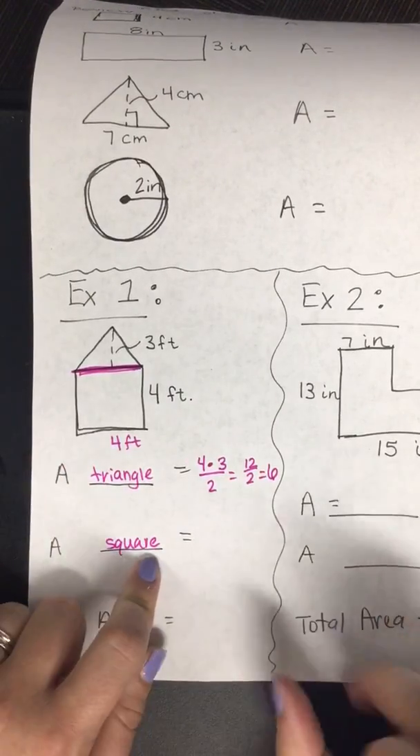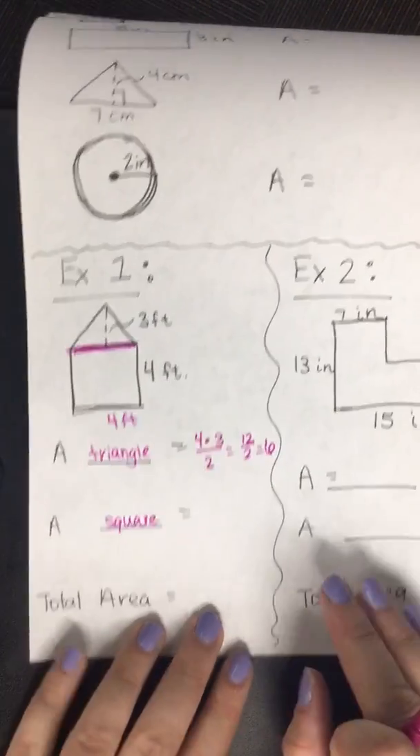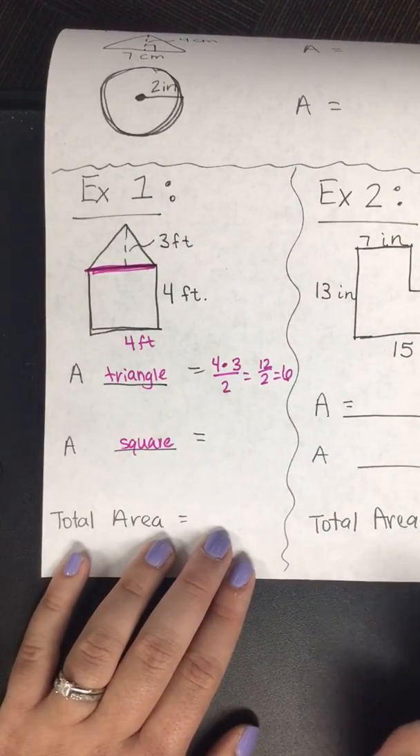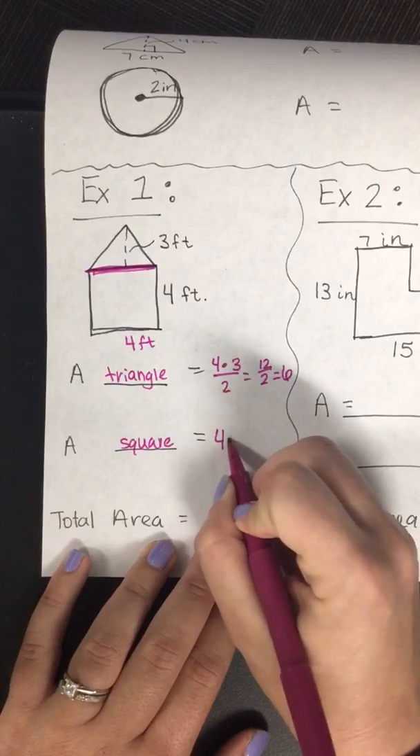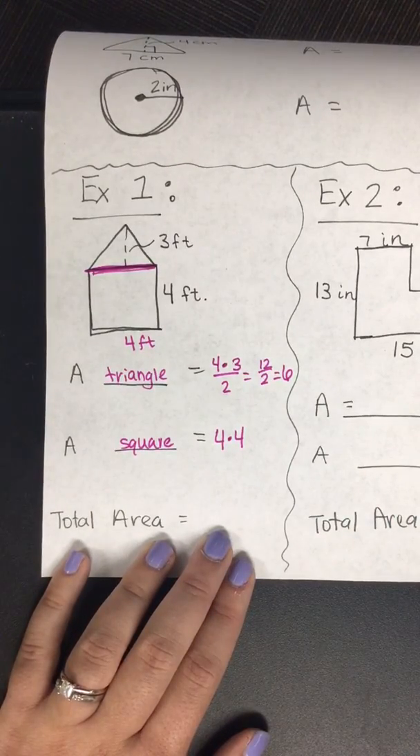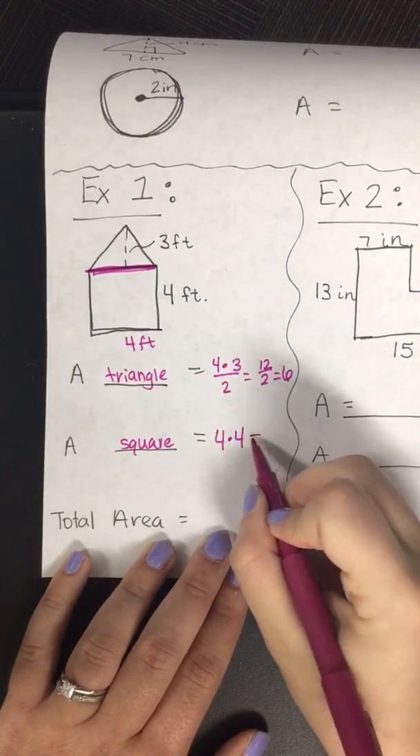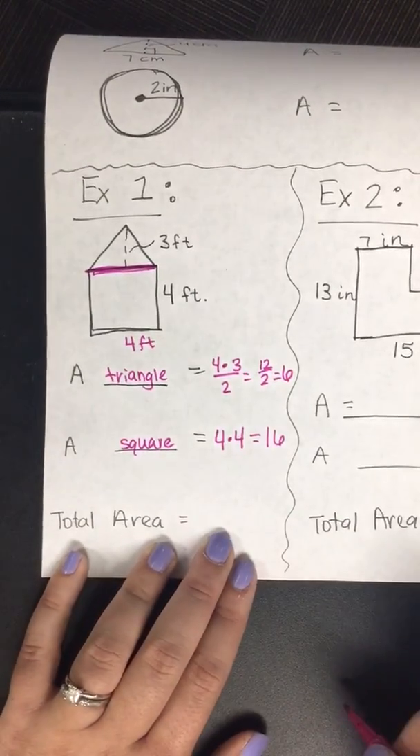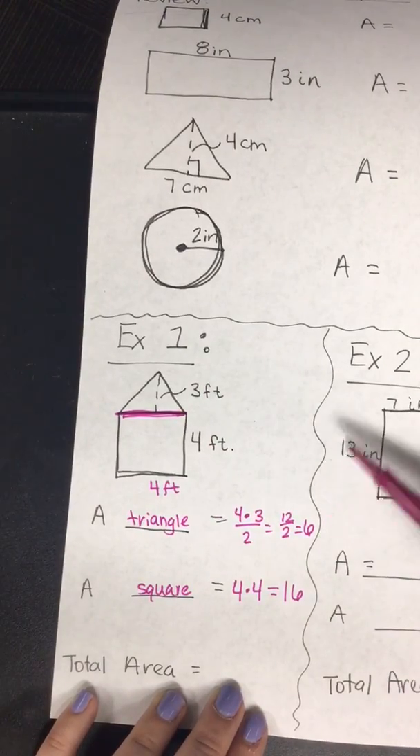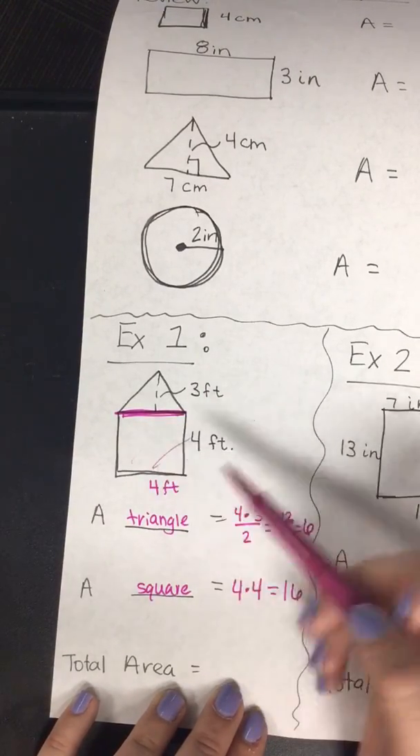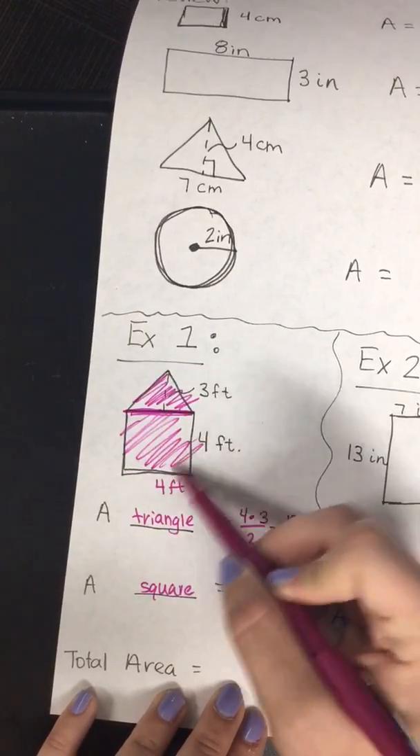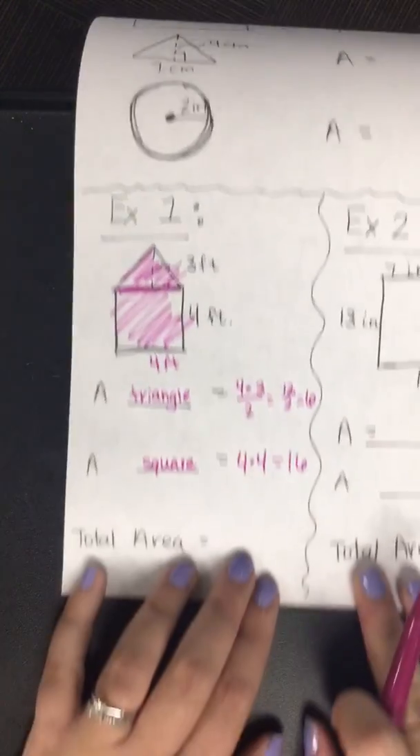Okay? Now we need to find the area of the square. How do we find the area of a square? Side times side. So 4 times 4, which equals 16. Okay? So we say the area of the triangle is 6 feet squared. We say the area of the square, so we've done this here, we've done this here, is 16 feet squared.